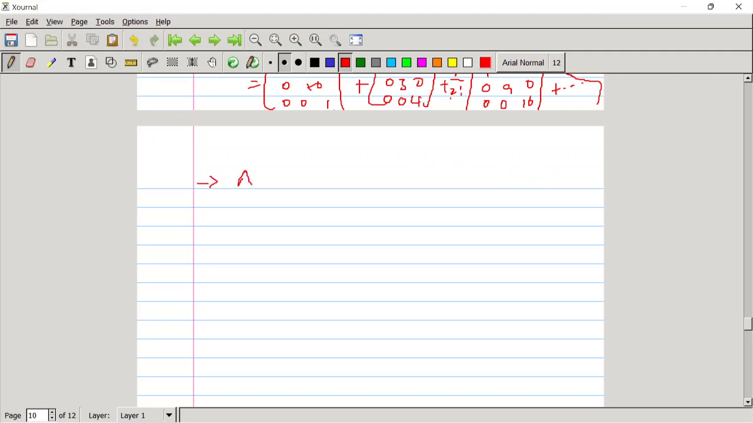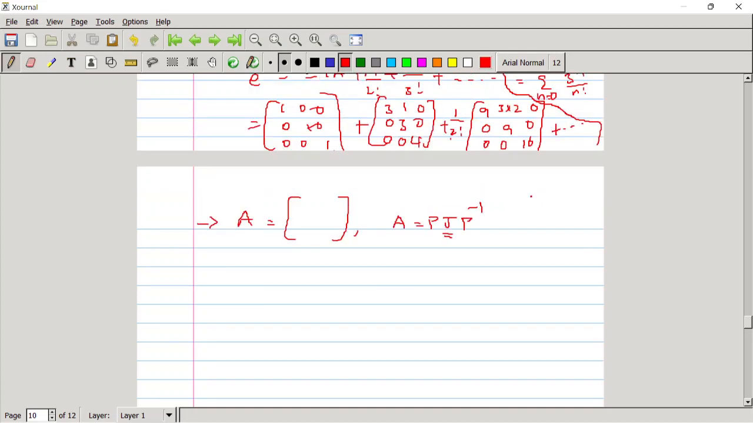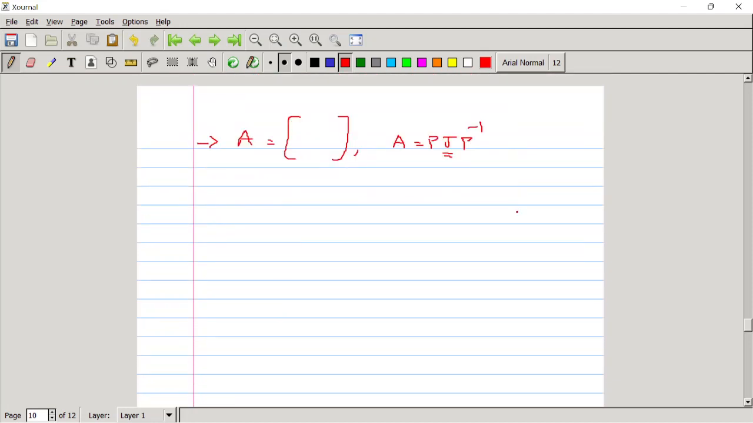Suppose A is given some matrix. For this matrix, we can write the JCF form, A equal to P times J P inverse. For the corresponding J matrix, we can find easily J square, J cube, and so on, because it will be in JCF form, some simpler form than A. From this we get e power a is nothing but P times e power j P inverse.